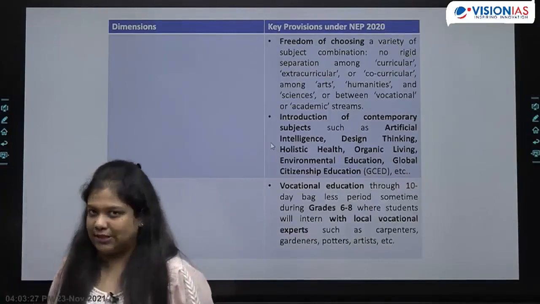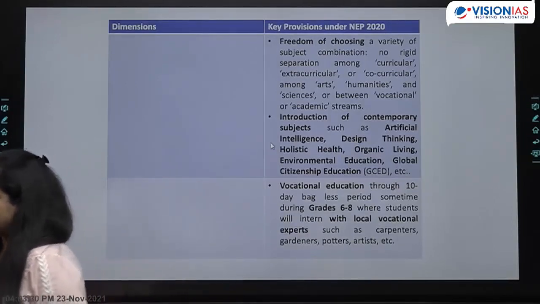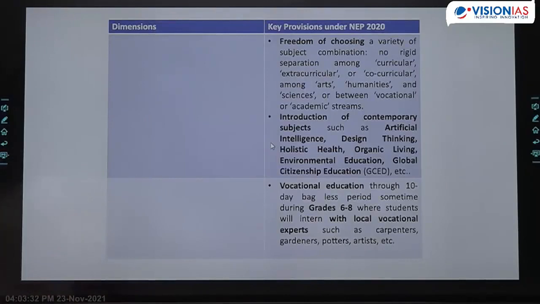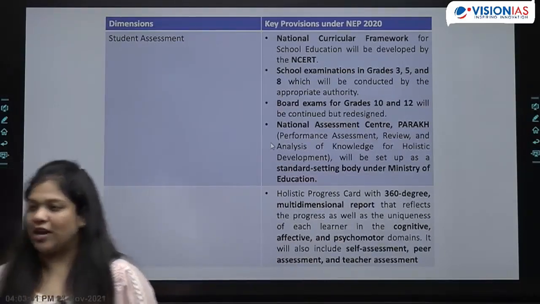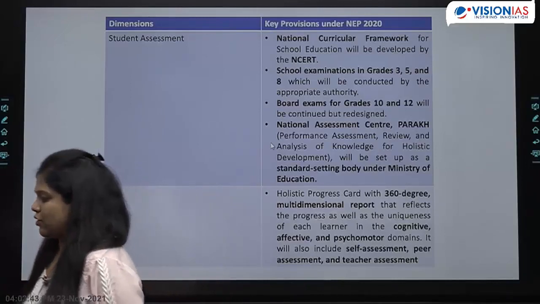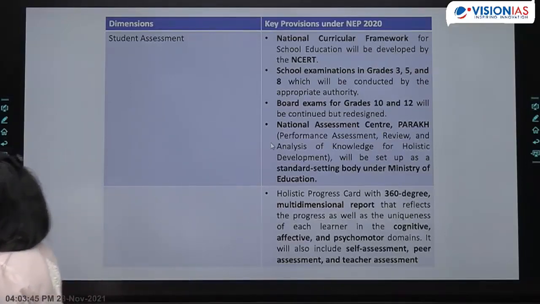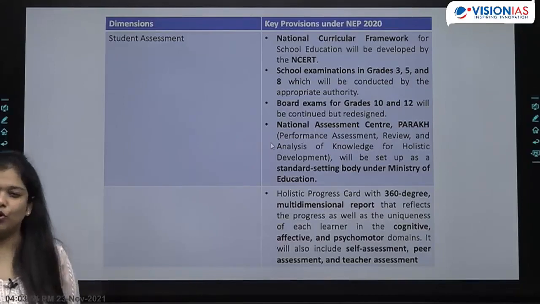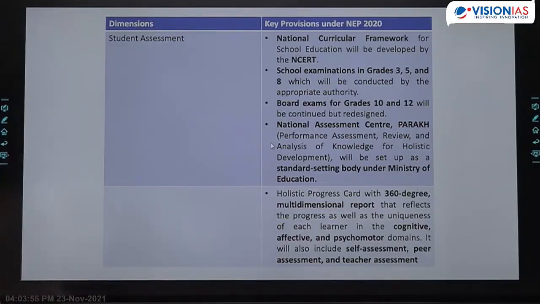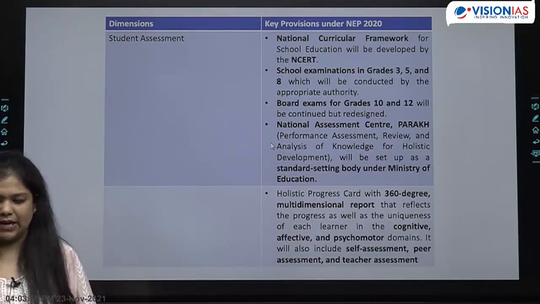Right? तो 6 to 8 standard में vocational education would be provided and hands-on training would be provided by the vocational experts like gardeners, potters, carpenters. Is that clear? Then overall assessment के लिए there would be a national assessment center, that is PARAKH, which would be created for analysis for holistic development and it would be set up under Ministry of Education. उन्होंने बोला एग्जामिनेशन 3rd, 5th और 8th standard में करेंगे, बोर्ड एग्जामिनेशन वैसे ही होगा 10th और 12th, but yes थोड़ा सा redesigning करेंगे, ठीक है.